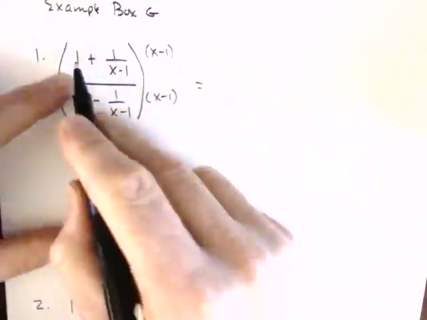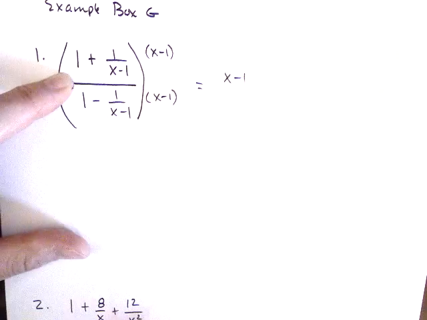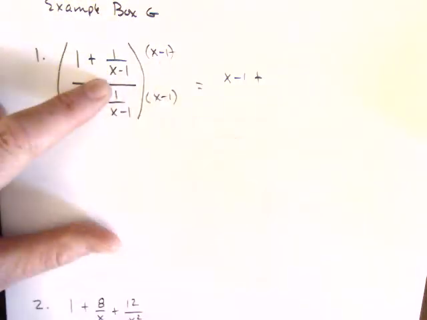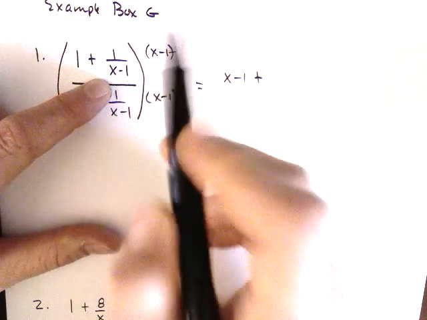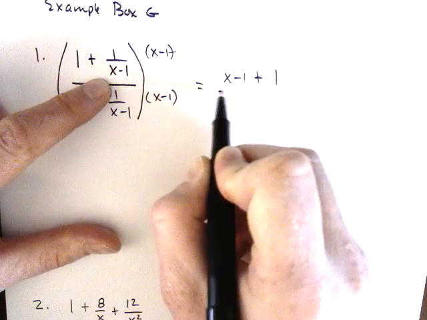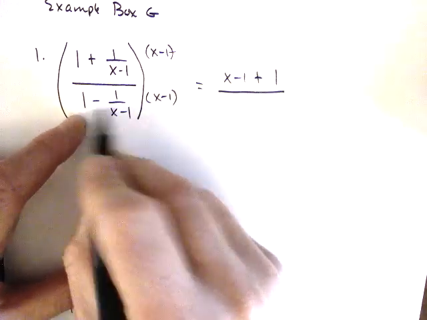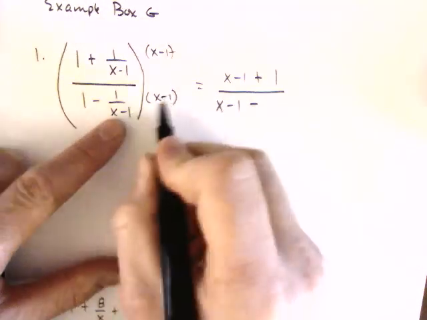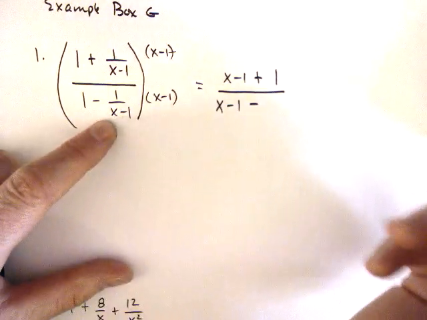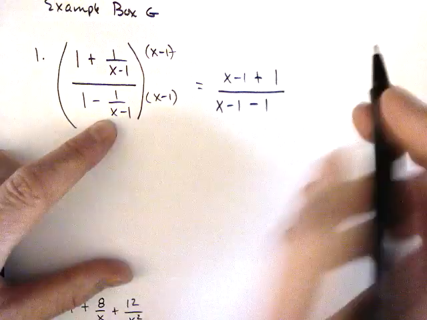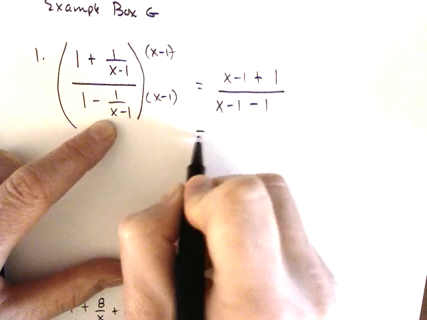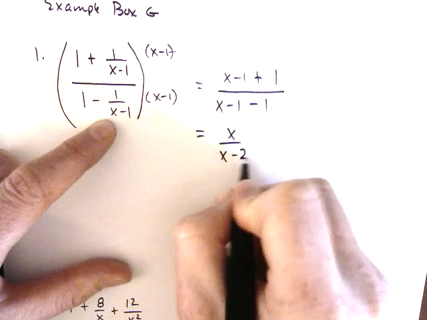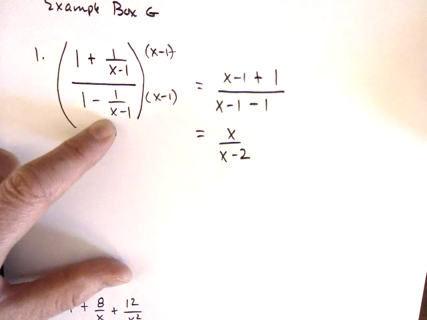Okay, when we do this, 1 times x minus 1 is just x minus 1, plus this expression times x minus 1. Notice the x minus 1's cancel, so we're just left with a 1. Here, 1 times x minus 1 is x minus 1. Again, in this second expression, the x minus 1's cancel, so we're just left with a minus 1. We can then simplify the numerator to x and the denominator to x minus 2, and we are finished.